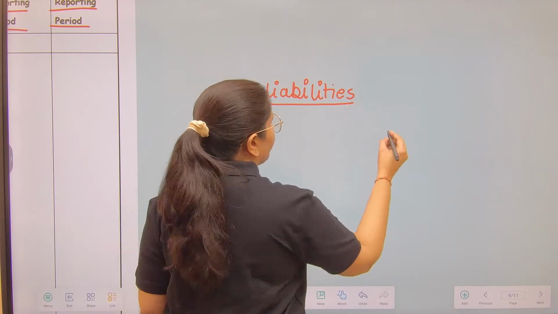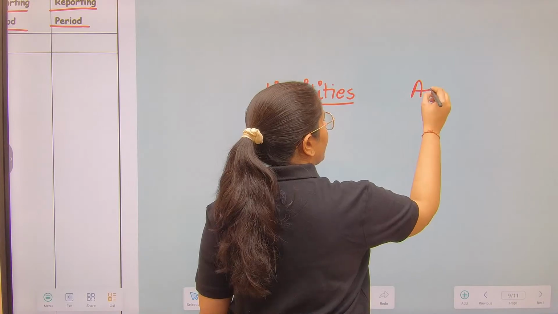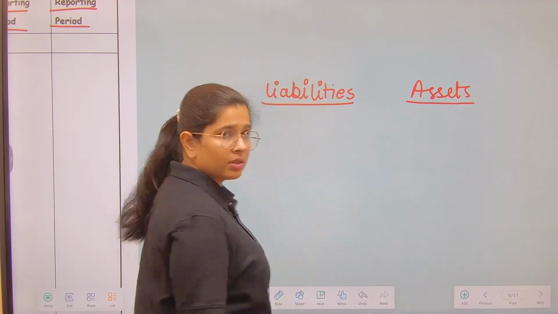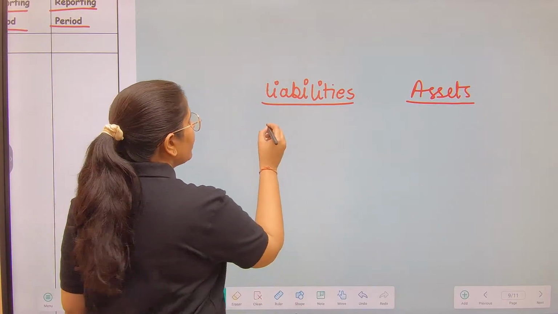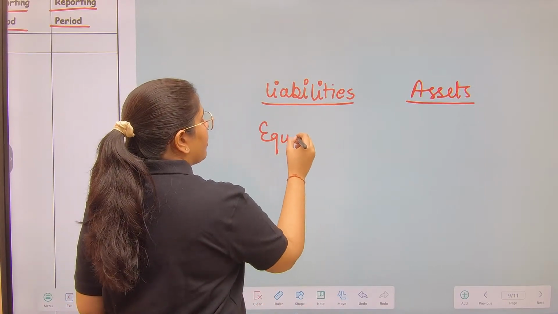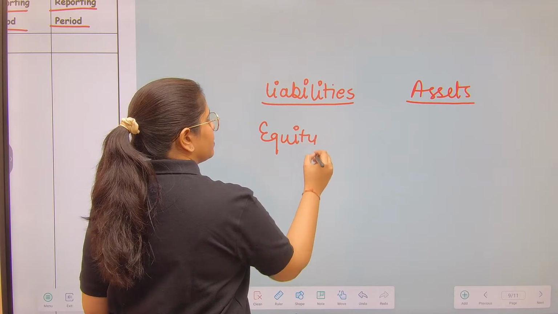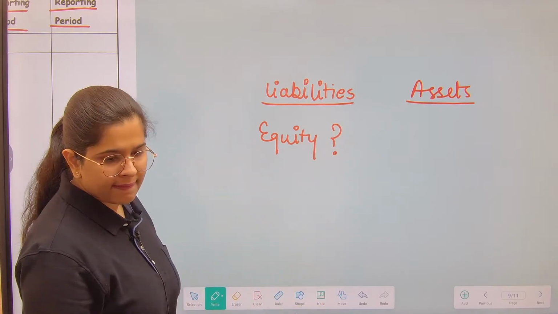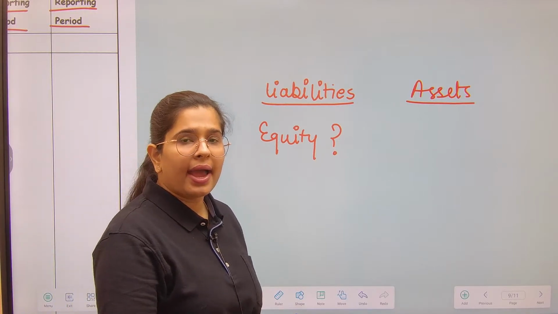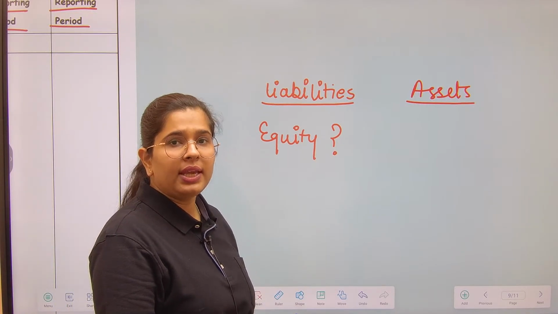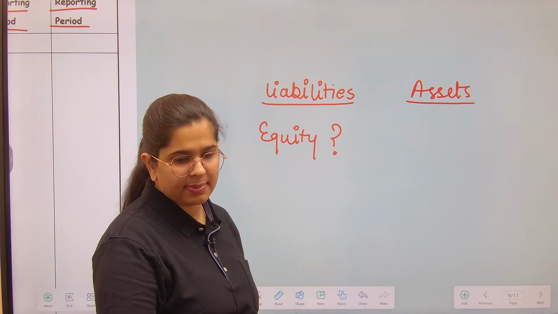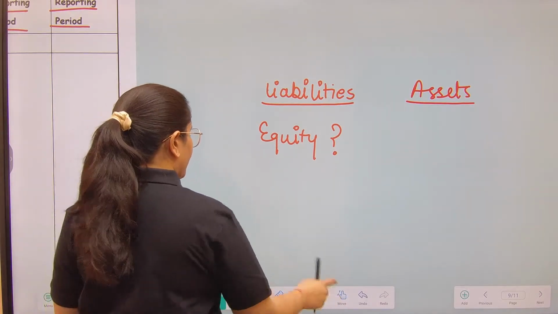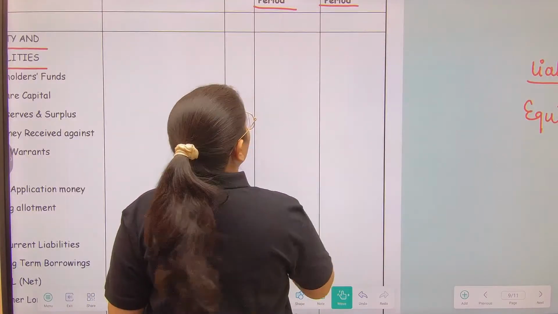And then we've got an assets section, right? Why do I write equity in the liabilities column? Why? Why do I club equity with the liabilities column? This is my question and you have to answer this question, while I'll tell you what all is there.